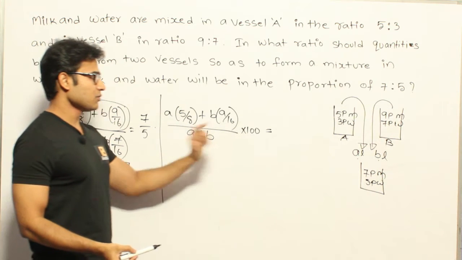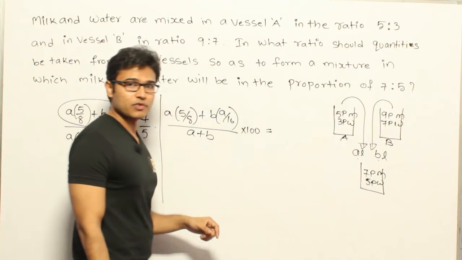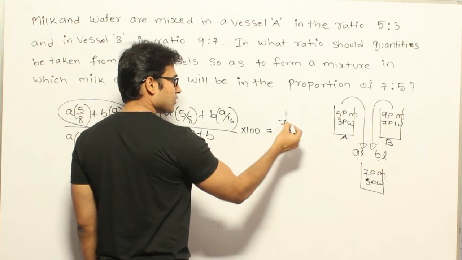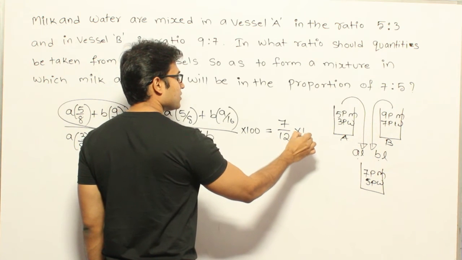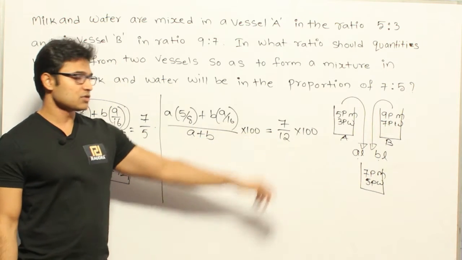This should be equal to, they have already given the ratio of milk to water as 7:5. So convert it into percentages. How do we convert the ratio into percentages? 7 parts is milk and the total is 12 parts, times 100. This one we are going to see in ratios and proportions. So, converting ratios to percentages.